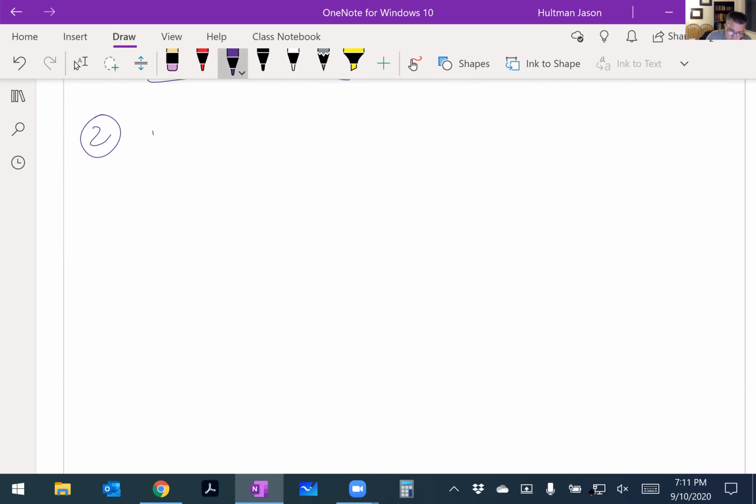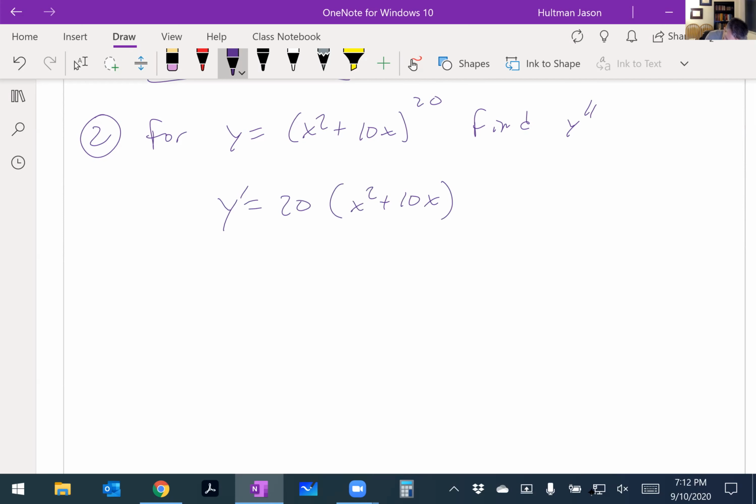For y equals x squared plus 10x raised to the 20th power, find the second derivative. Okay, so let's look at the first derivative of this thing. That's going to be the chain rule, right? Okay, so y prime is equal to the first derivative, which is 20 times x squared plus 10x to the 19th power times the inside, which is 2x plus 10.